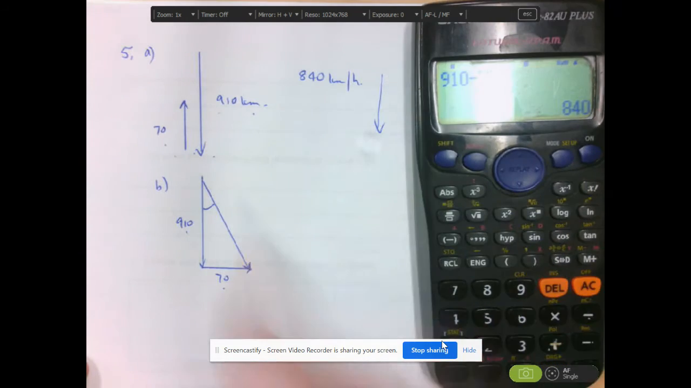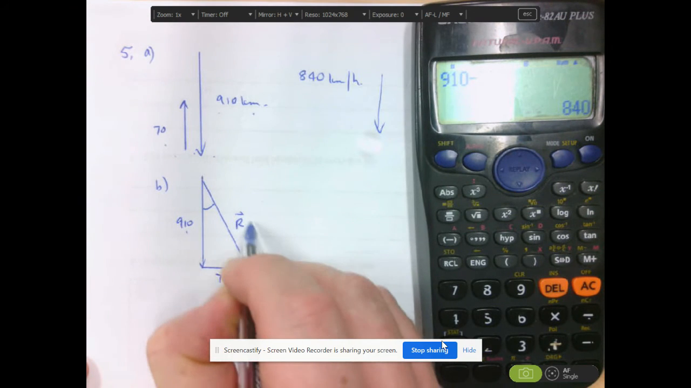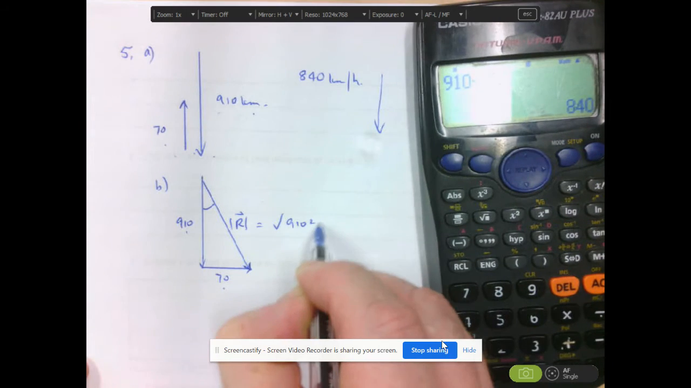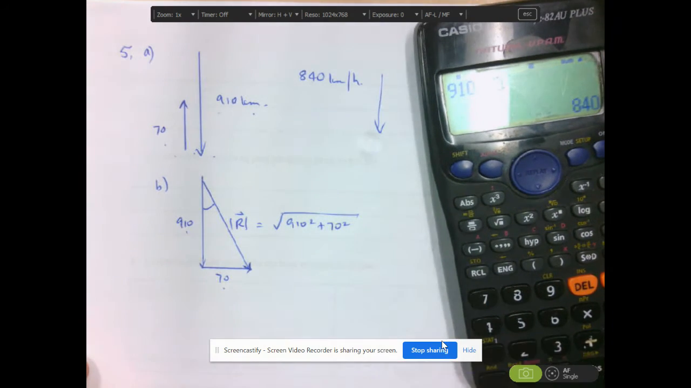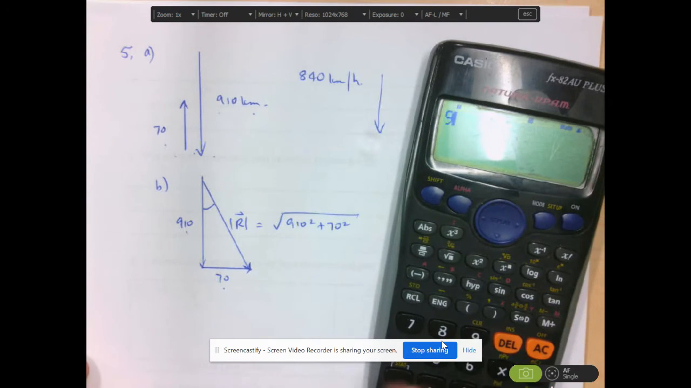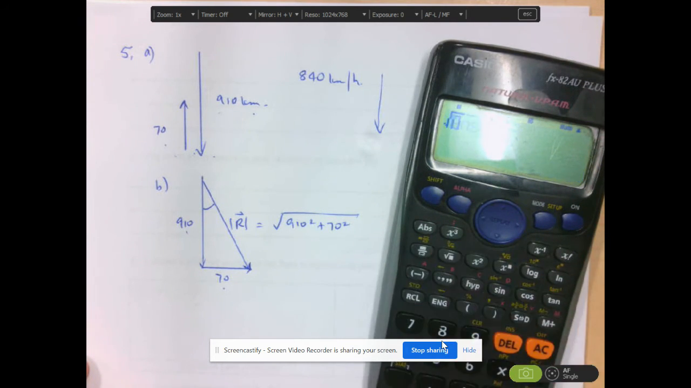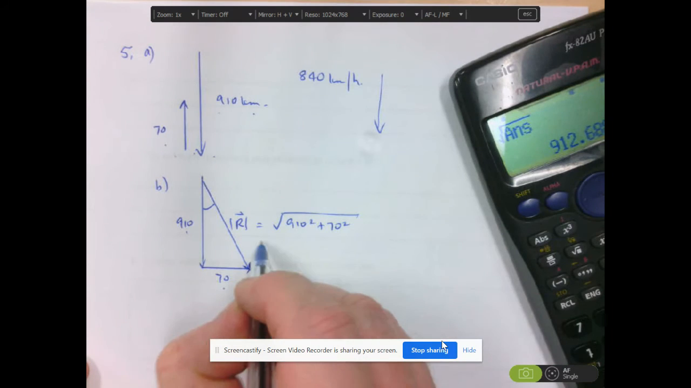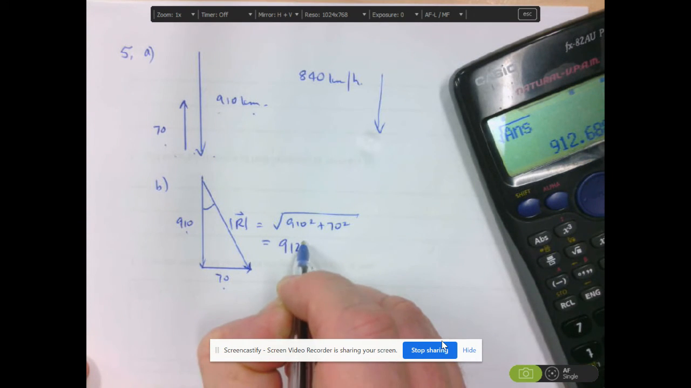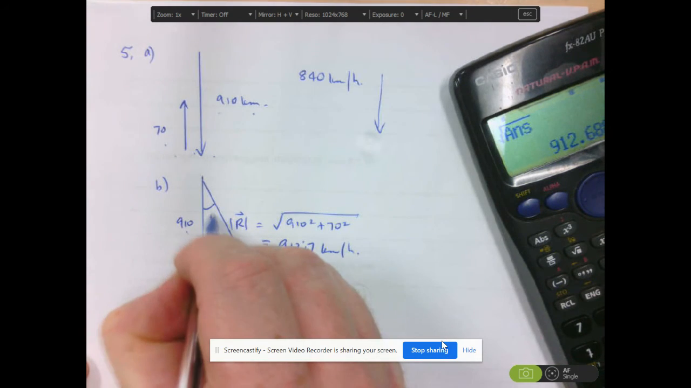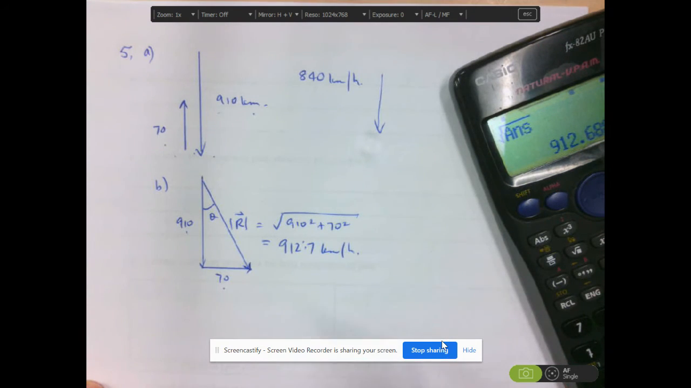So the resultant velocity, let's do the magnitude, would equal the square root of 910 squared plus 70 squared. So 910 squared plus 70 squared, square root the answer. You'd be travelling effectively at 912.7 kilometres per hour.